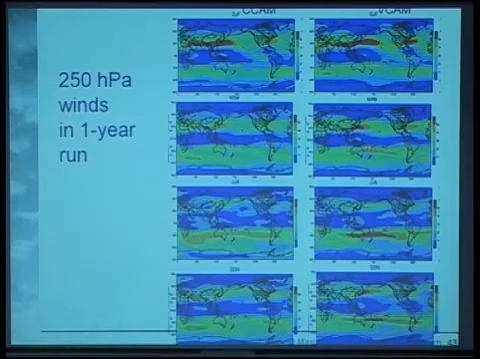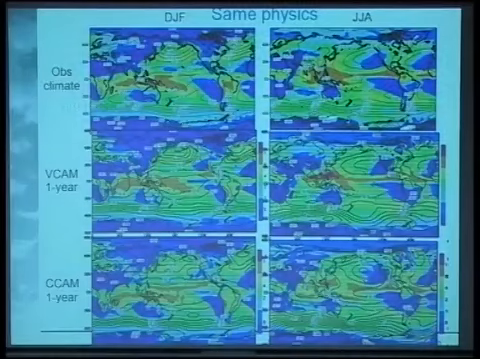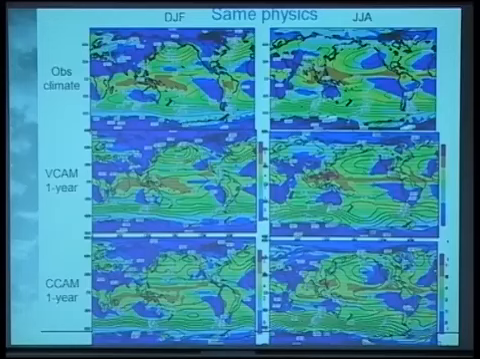Now, when I was looking a few weeks ago, the jet stream seemed weaker in VCAM, but last night I plotted them again, and they're all under control. So this is the 4 seasons, just the jet stream VCAM here. So it's maybe even a little bit stronger than CCAM. So that's under control. And then just a 1-year run with exactly the same physics.